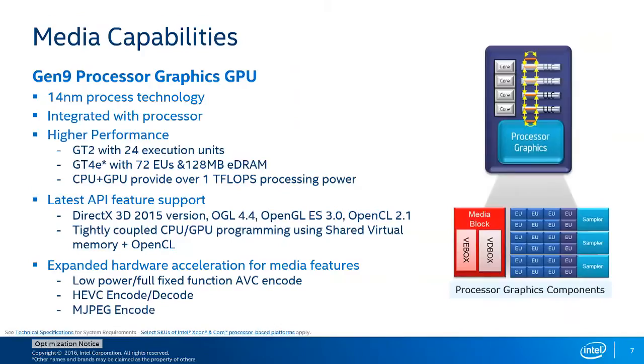Getting back to Gen graphics, one of the main strengths is the specialized media capabilities. Now, you don't have to go very far to get them because they're all integrated in the same processor. You can see here that we have an internal communication ring, and the processor graphics is a stop on the ring. It's that deeply integrated into the processor.